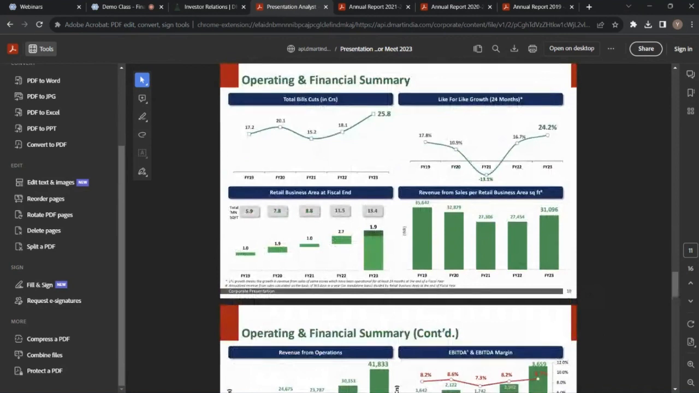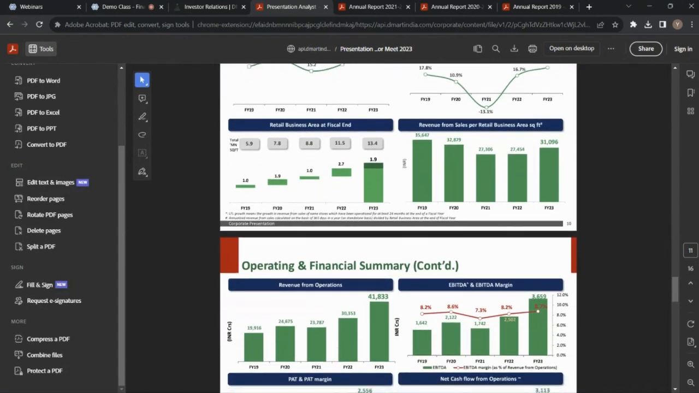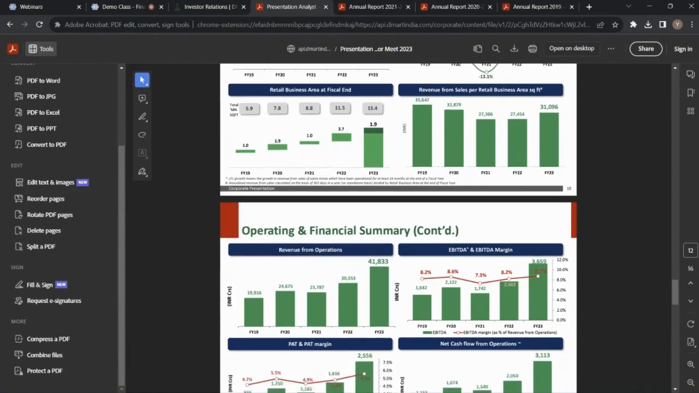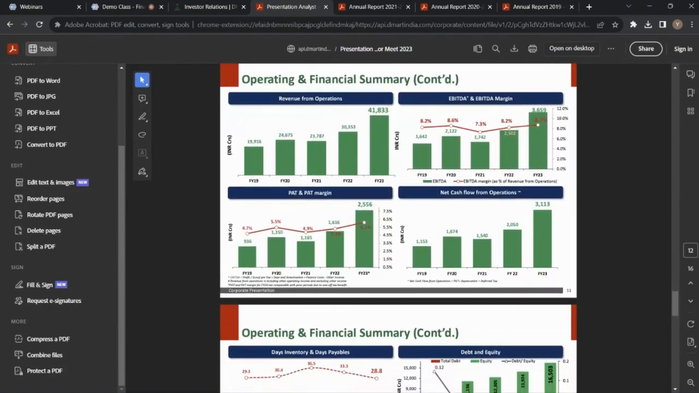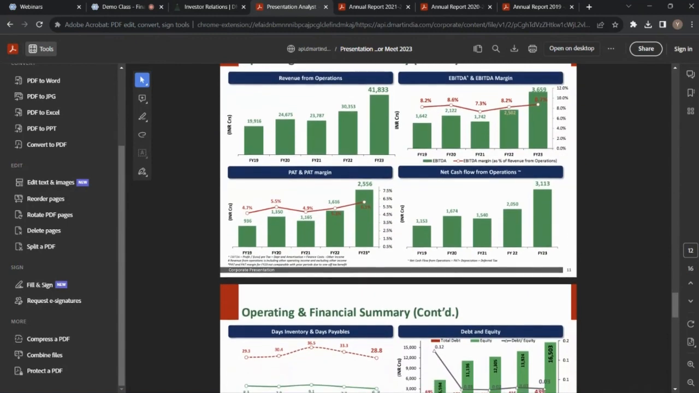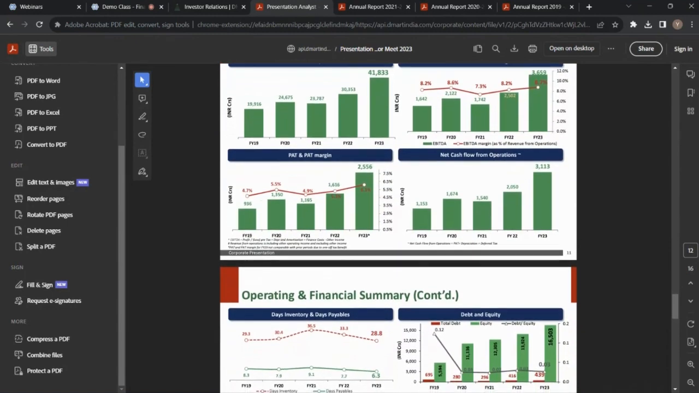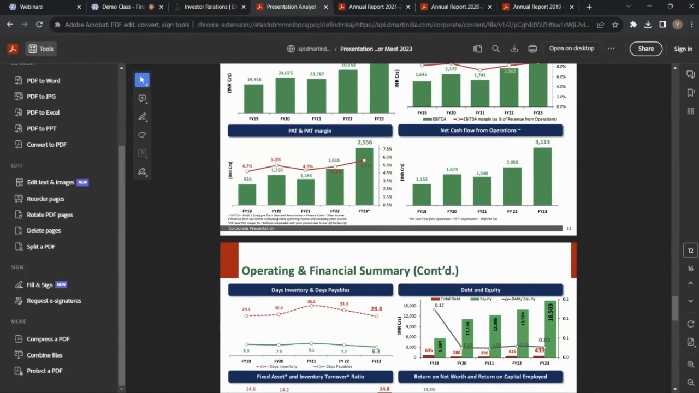Retail business area is also there. So how much space do they occupy? Retail business area is given to us. This could also be useful. And revenue from sales per retail business area is also given to us. That could be useful. Revenue and EBITDA margin we have anyway calculated. Revenue we have. PAT margins not required.